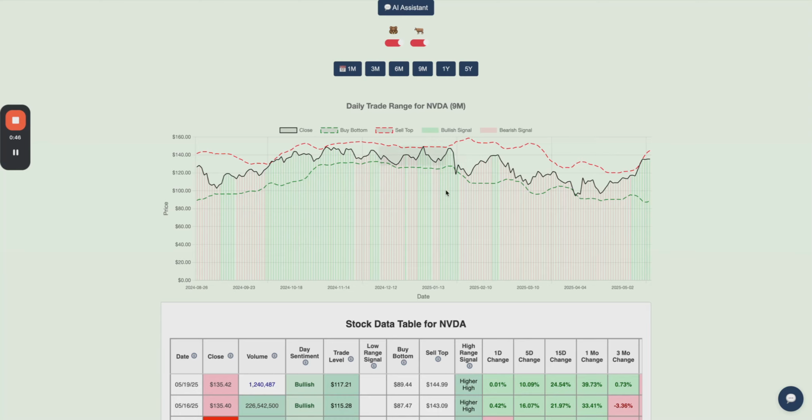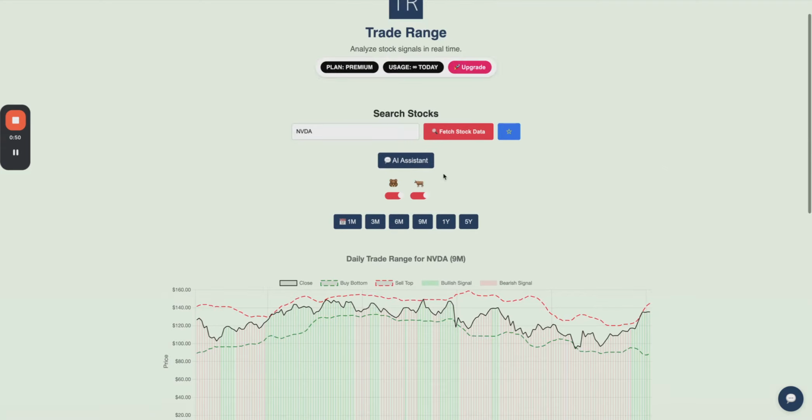Is it going to be perfect? No. Is it going to be fantastic? Yes. Is it always going to tell you what's going to happen? No. That's why it's called trading, because you're not quite sure what's going to happen.